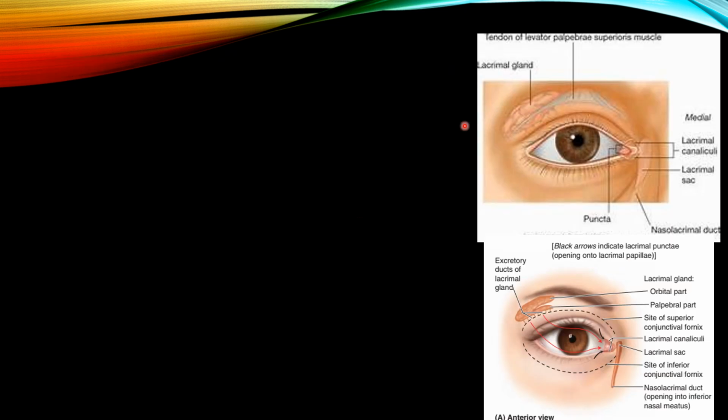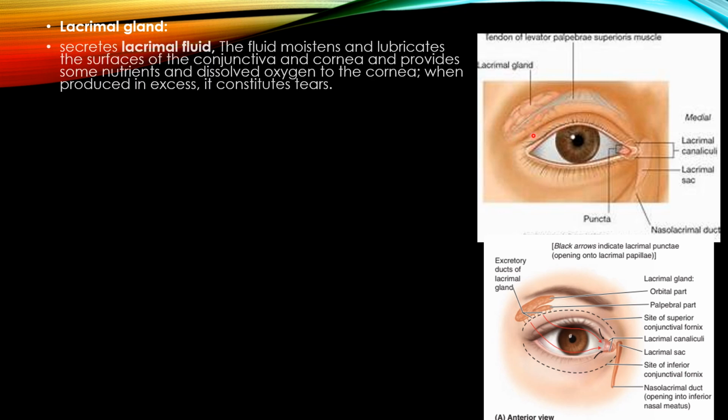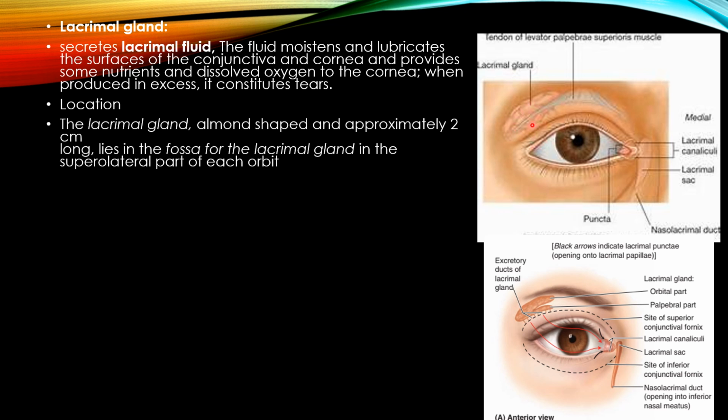Lacrimal gland secretes the lacrimal fluid with the help of the small accessory lacrimal glands. The fluid moistens and lubricates the surfaces of the conjunctiva and cornea and provides some nutrients. When it is produced in excess, it overflows as tear. It is located in the fossa for the lacrimal gland in the supralateral part of each orbit.